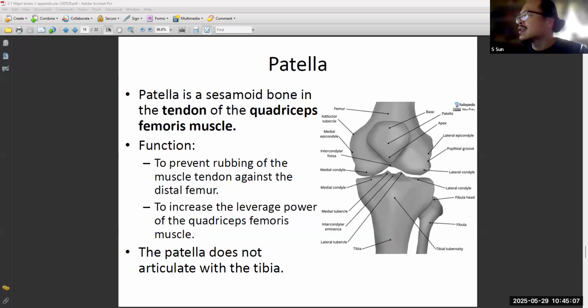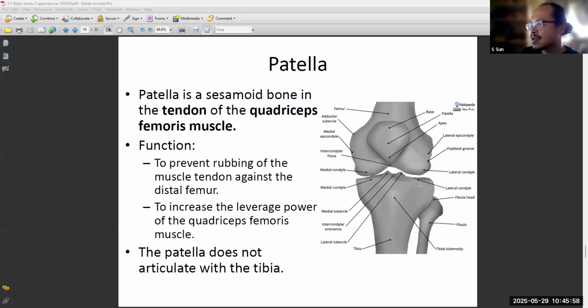But one thing you need to know here is that, first of all, the patella sits inside of the tendon of the quadriceps femoris muscle. So which tendon does this patella sit into? It sits into the tendon of the quadriceps femoris muscle. And which bone does it join with? It joins with the femur. It doesn't touch, it does not articulate with the tibia. So that's a key thing here. And so that forms the knee joint, and here is the tibia.